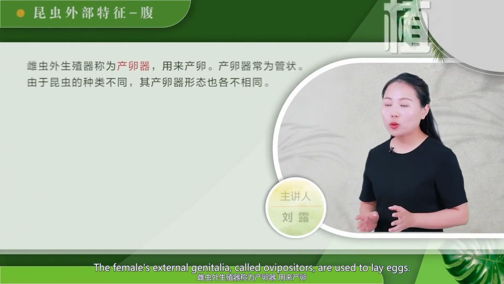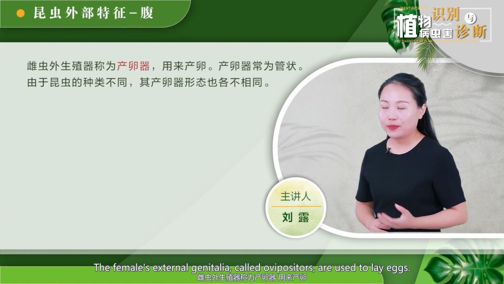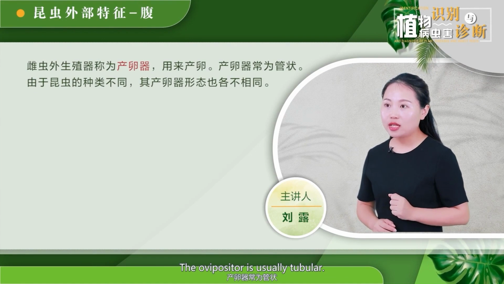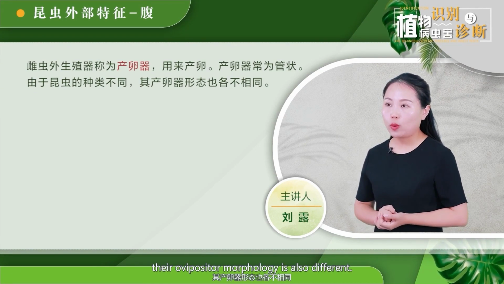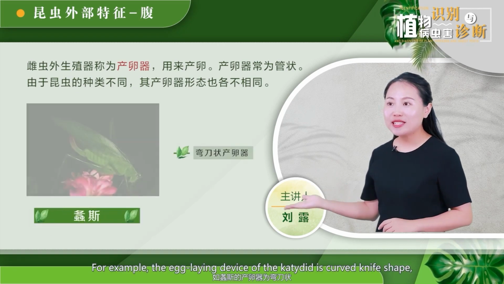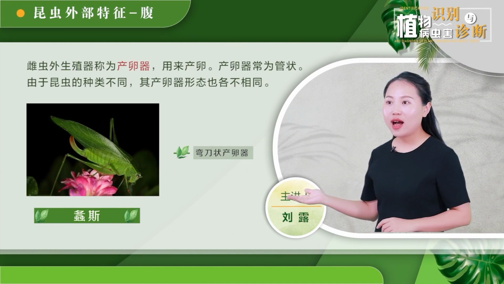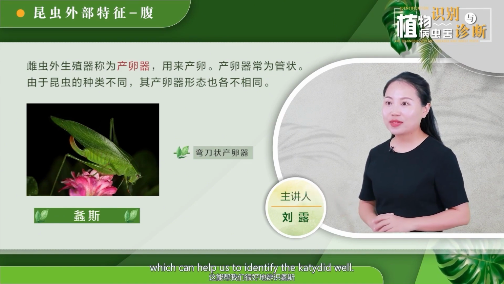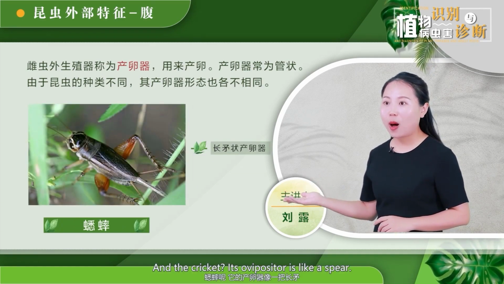The female's external genitalia, called the ovipositor, is used to lay eggs. The ovipositor is usually tubular. Because of the different species of insects, their ovipositor morphology is also different. For example, the egg-laying device of the katydid is curved knife shaped, which can help us to identify the katydid well. And the cricket? Its ovipositor is like a spear.